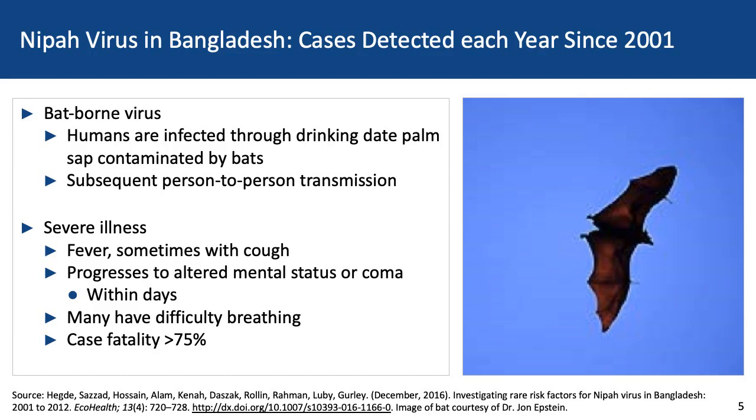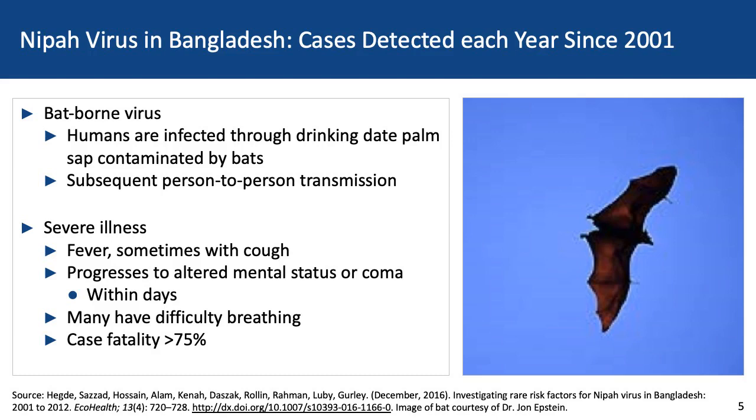It's a bat-borne virus, and humans are infected through drinking date palm sap that's collected from date palm trees, which is contaminated by the saliva or urine of pteropid bats. Now, if the bats are infected, they can be shedding the virus in their urine or saliva. That contaminates the sap, and when humans drink it, they become infected. The bats are large fruit bats. There's a photo of one here shown flying against a blue sky, and they're really very cute. They're very important for the ecology of Bangladesh, but they do carry Nipah.